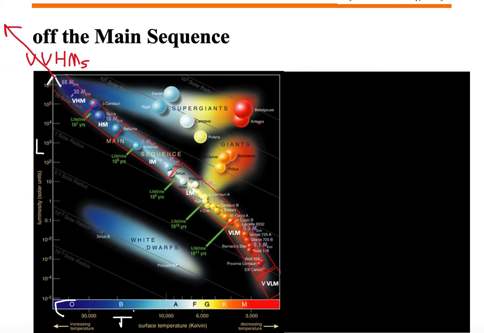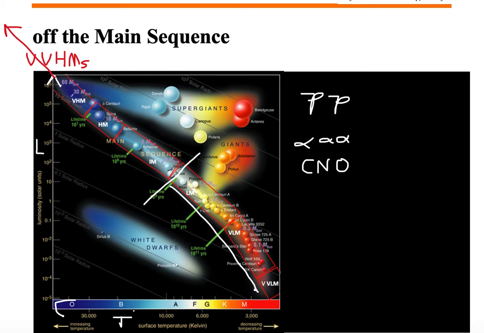The first one we can look at is the fusion chains. There's 3 fusion chains. You've got the PP fusion chain, you've got the triple alpha process, and you've got the CNO process. In general, we can just draw a line right between the intermediate mass and low mass. And generally, everything to the bottom right, from low mass to very low mass to very, very low mass, they're going to use the PP fusion chain.